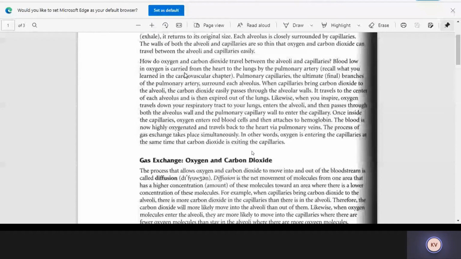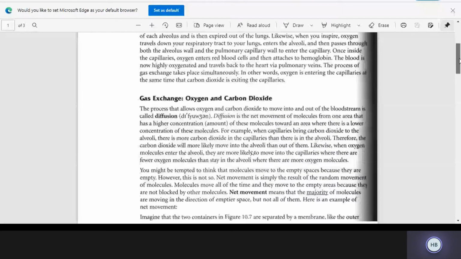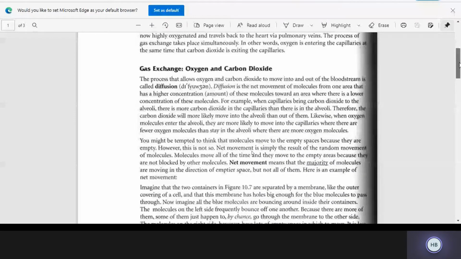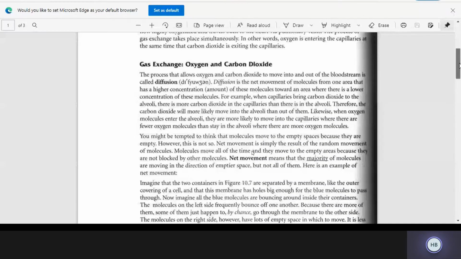Okay, so in this text we have a new word. Simultaneously means happening at the same time. Okay, now next students, we continue with the gas exchange. Okay, oxygen and carbon dioxide gas exchange.